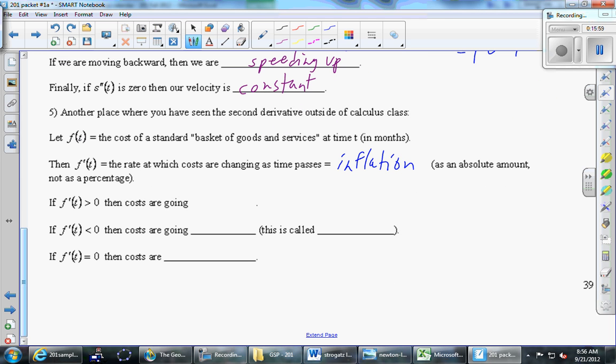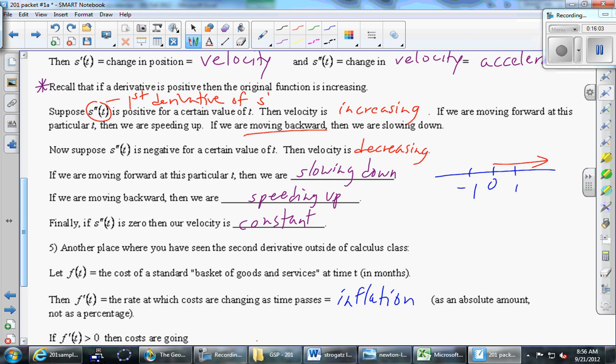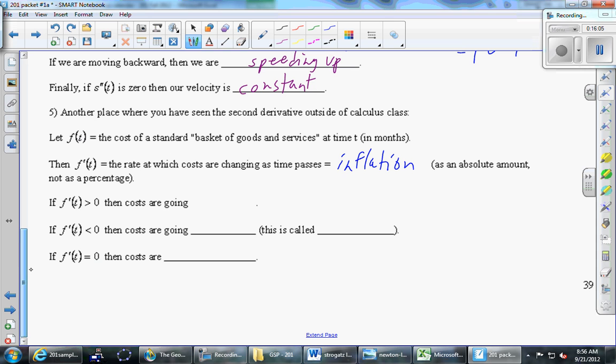And so we keep coming back to the standard thing that I've started up here. If a derivative is positive, then the original function is increasing. So if f prime of t, remember f is the cost of a standard basket of goods. They put a gallon of milk in there, some bread, a bar of soap, and it's something that's actually calculated. This isn't just made up. You can find out exactly what's in the standard basket of goods. They look at the prices of all those things today, get a number, and compare it to the number a year ago. That's how we come up with inflation.